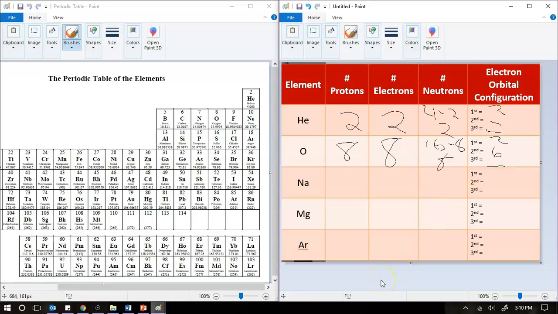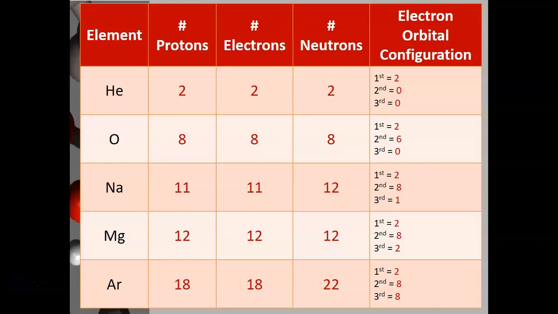Alright, so at this point, do yourself a favor, pause the video, and go ahead and try and figure out what these numbers should be for your Na, which is your sodium, Mg, which is magnesium, and Ar, which is argon. Alright, now that you've tried it yourself, you should have come up with numbers that look like this.